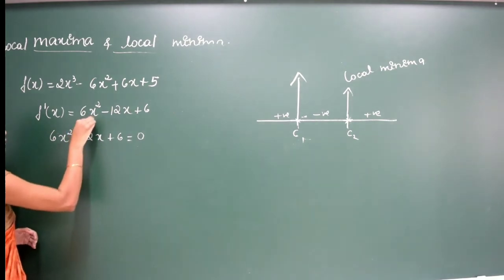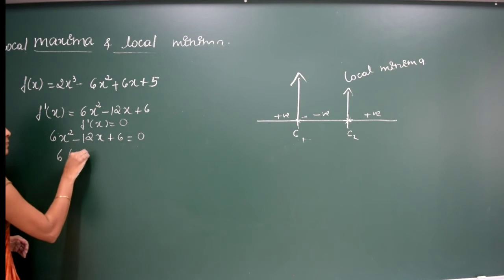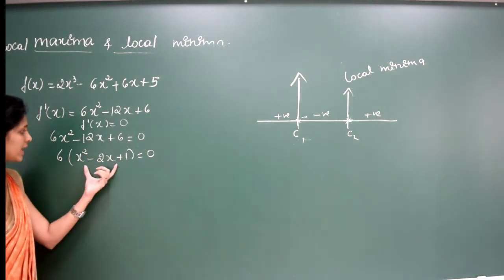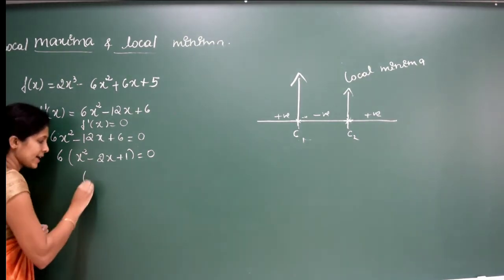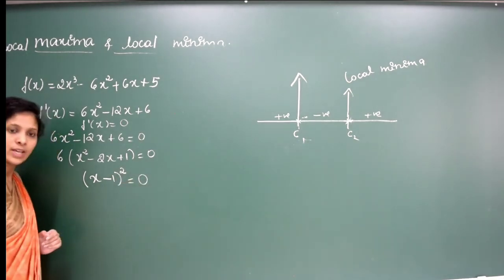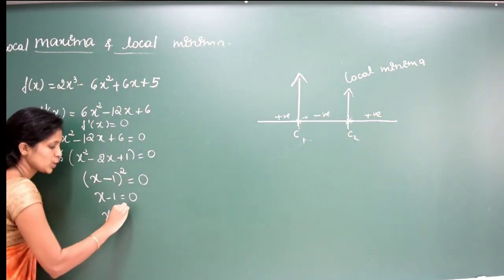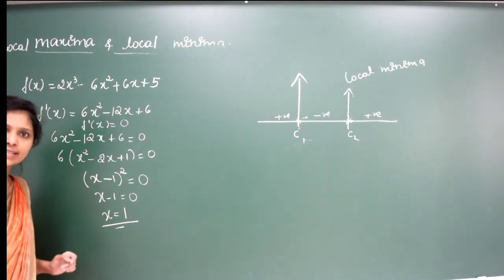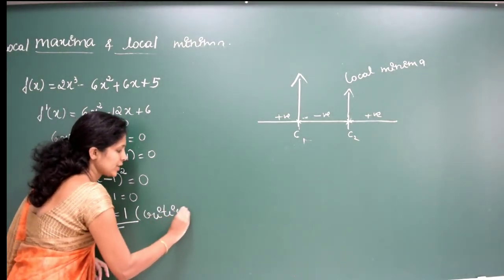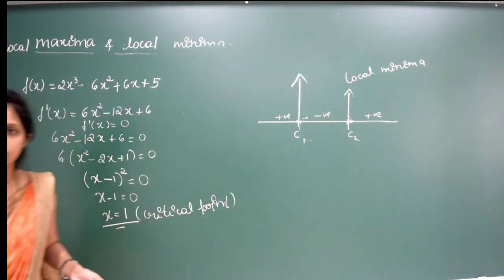By equating f dash of x equal to 0, I can take 6 common: x square minus 2x plus 1 is equal to 0. So x square minus 2x plus 1 I can write as x minus 1 whole square, right? x minus 1 whole square is equal to 0. So x minus 1 is equal to 0. The value of x will be equal to 1. So only one critical point is there. Is it clear? Only one. This is the critical point, or we can say this is the extreme point. Now we'll check with the number line.